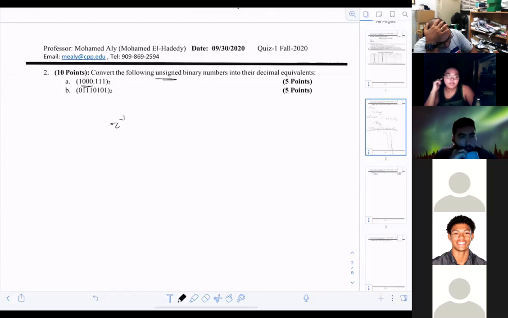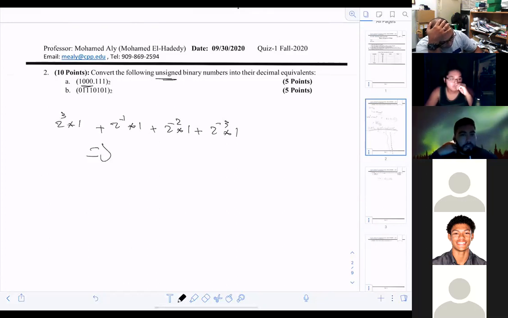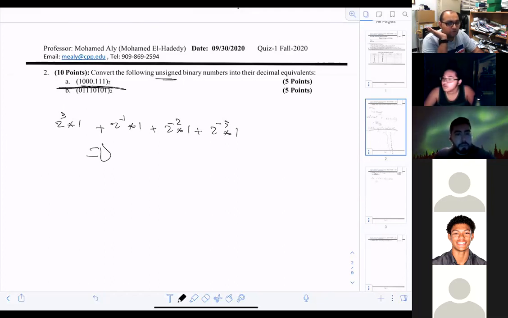So converting this to decimal is going to be 2 to the power minus 1 times 1 plus 2 to the power minus 2 times 1 plus 2 to the power minus 3 times 1, plus 2 to the power 0, 2 to the power 1, 2 to the power 2, 2 to the power 3, times 1. And that will be the equivalent, right? I'm talking about this one. Everybody's fine with this?